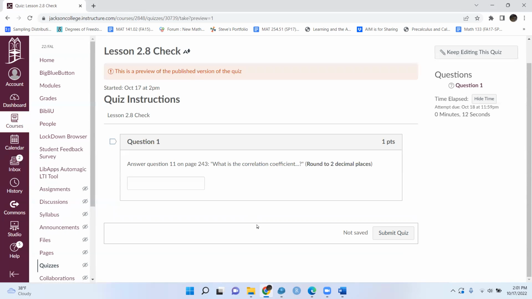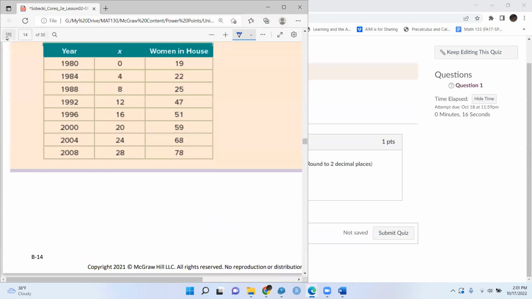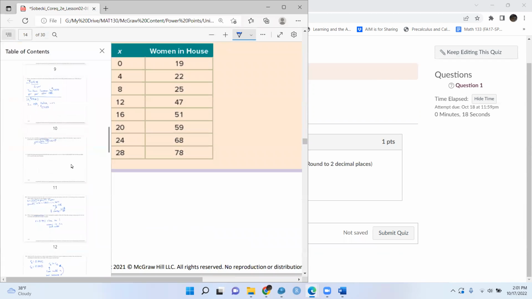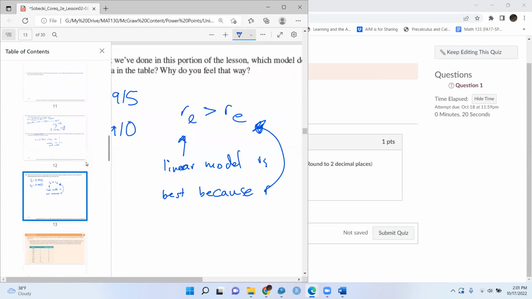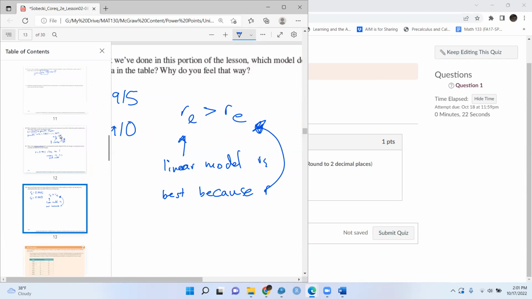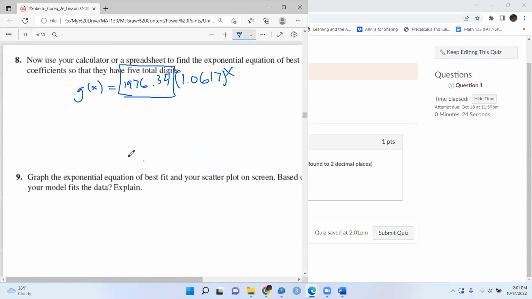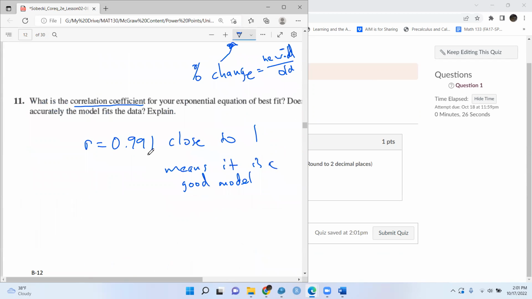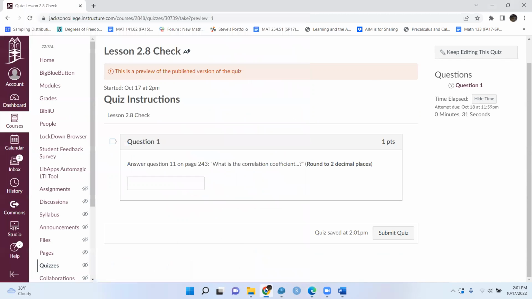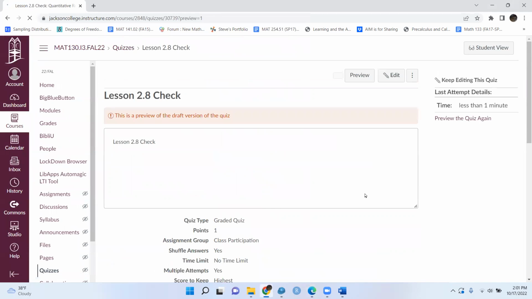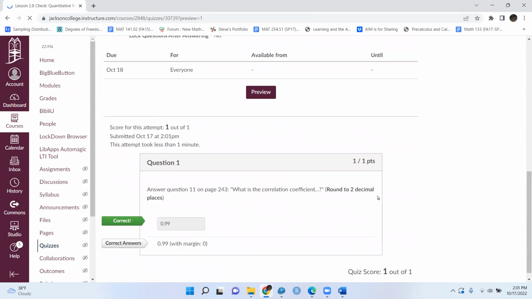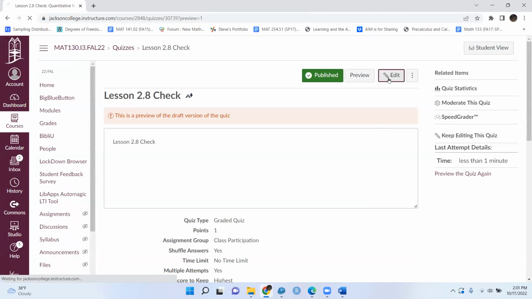Yeah, it was the correlation coefficient, question 11. So let's make sure we got that one right. So 0.991, but let's see, does it say to round to a particular decimal place? Round to 2 decimal places, so 0.99. Okay, 0.99 is what that should be.